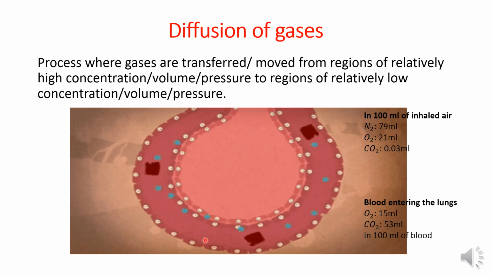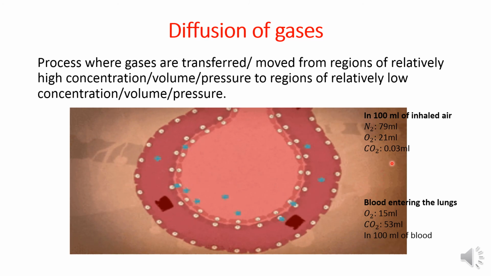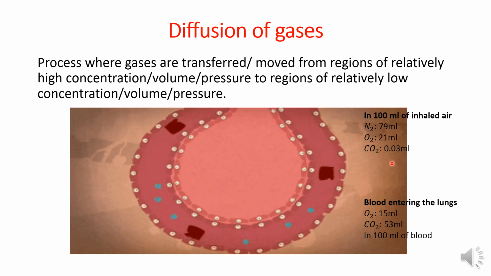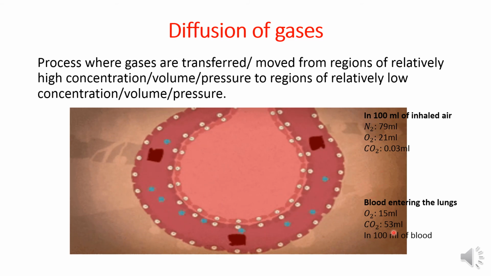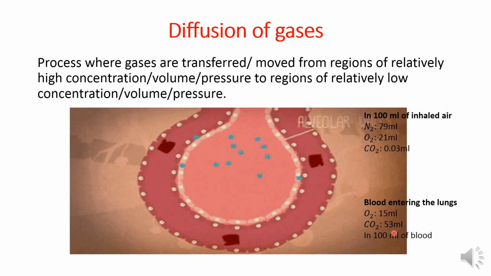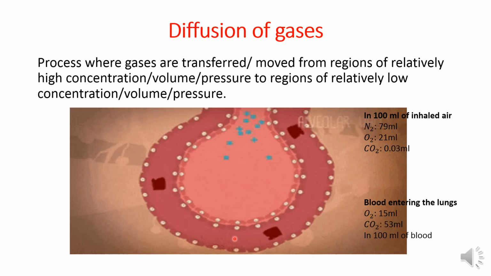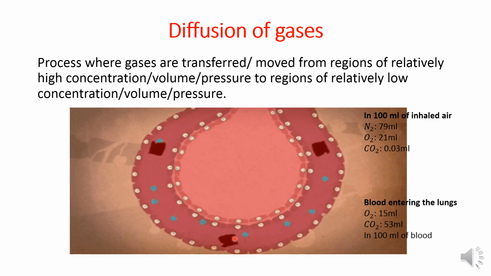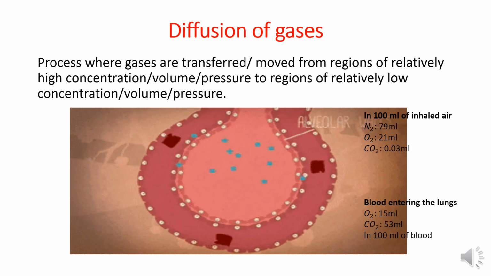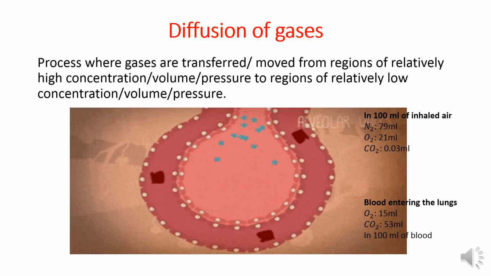At the same time, the inhaled air contains 0.03 milliliter of carbon dioxide gas, and the blood entering the lungs contains 53 milliliter of carbon dioxide gas. So carbon dioxide gas diffuses from the blood containing higher volume of carbon dioxide gas into the pulmonary alveolus containing a small volume of carbon dioxide gas.